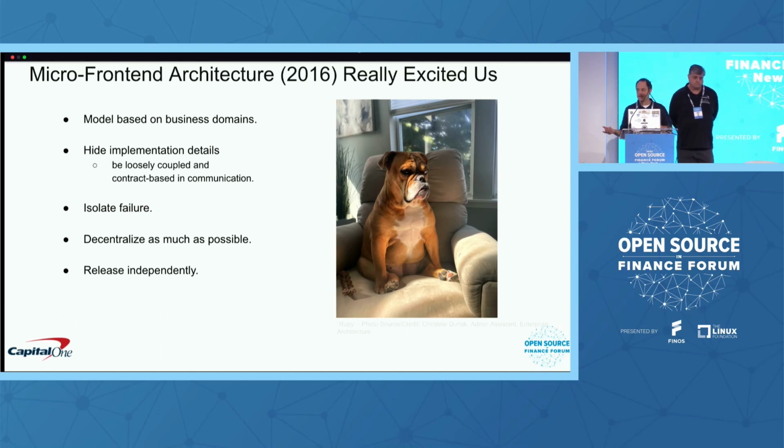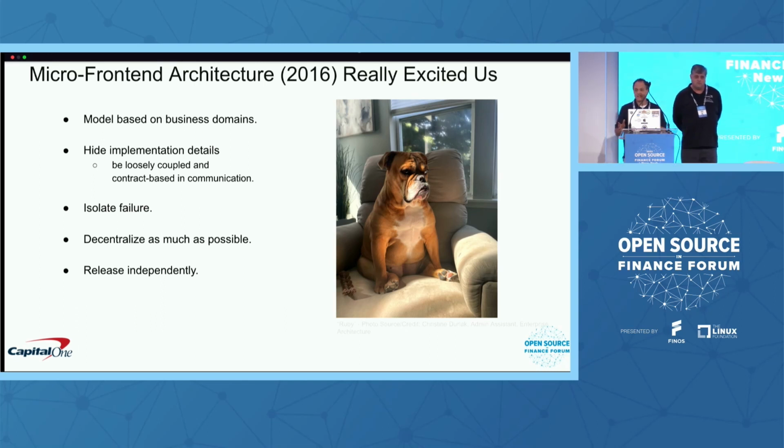We realized that if you could achieve this, we could model based on our business domains. We could begin to hide implementation details. One of the things about the monolith is that whether we wanted it to or not, we had broken down those contract boundaries and interface boundaries, and code was slowly merging together. So we could be loosely coupled and contract-based in our communications. Isolate failure, right? We didn't like the idea that when one piece of the application went down, the whole thing went down. Decentralize as much as possible and release independently.